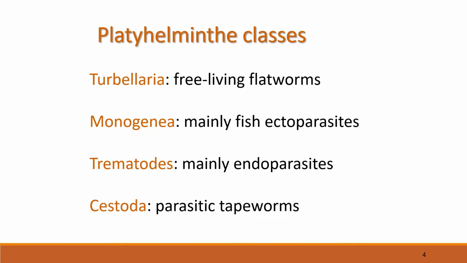We've got the monogenia, which are mainly fish ectoparasites, meaning they live on the outside of their host organism. There's the trematodes, which are mainly endoparasites, meaning they live on the inside of their hosts. And there's the cestodes as well, which are also endoparasites, which are commonly referred to as the tapeworms.